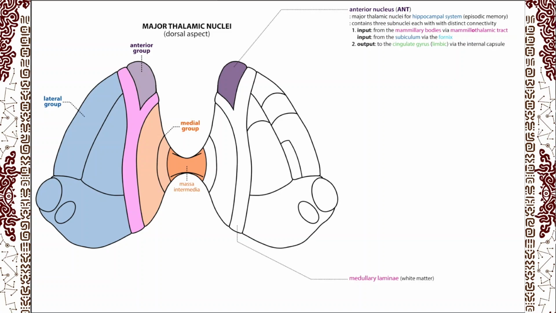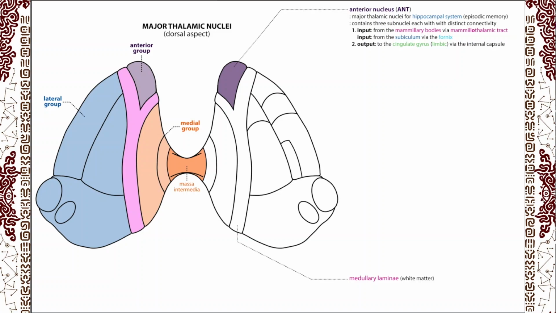Before we move on from the anterior nucleus, I want you to consider the following heuristic. For the entire nervous system, the anterior nervous system generally contains a motor component. And posteriorly, the nervous system generally processes sensory information.